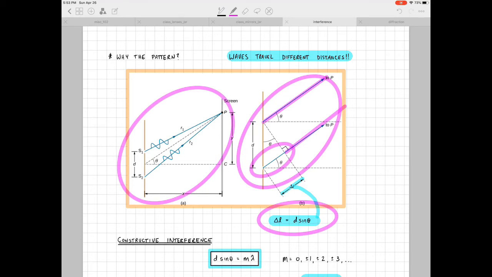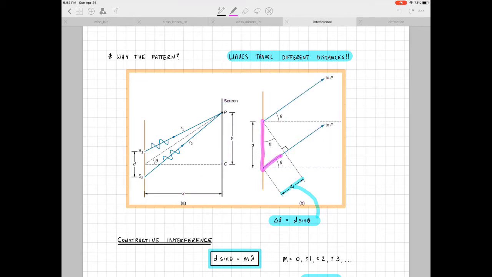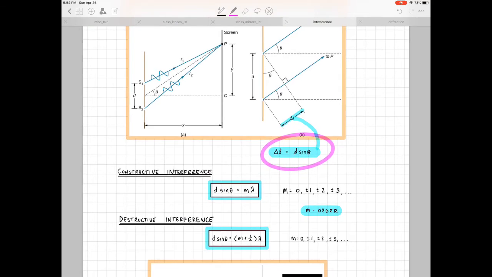Now, just looking at the triangle here, that extra path is d sine theta. And so if you want constructive interference, if you want the two waves to still be in phase by the time they hit point P, then that extra distance needs to add up to be a multiple of the wavelength. So d sine theta has to be a multiple of the wavelength.